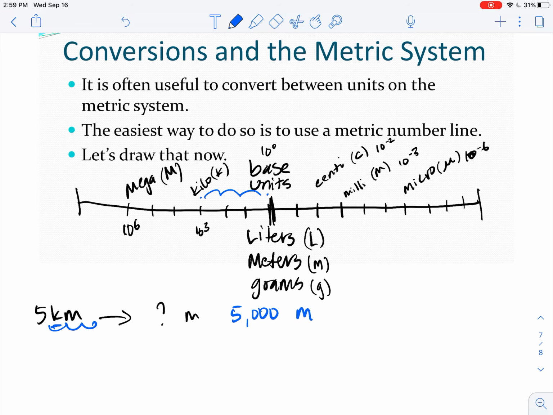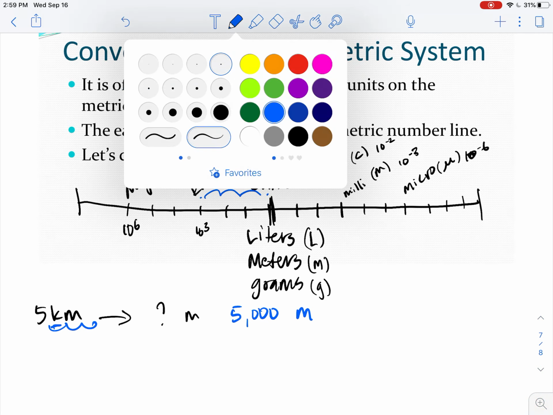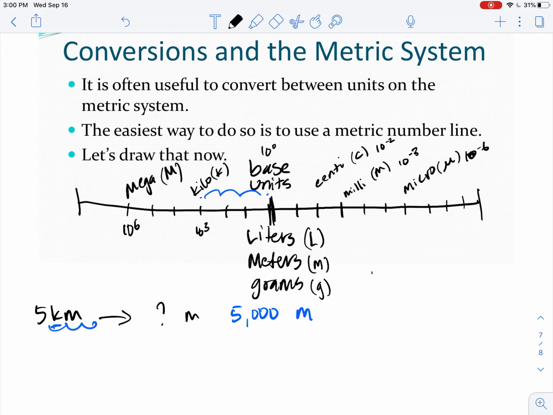You just count the steps on the chart, and then however many steps you count, you move the decimal point in the same direction. So let's say I had 2,500 centimeters, and I wanted to know how many kilometers that is.